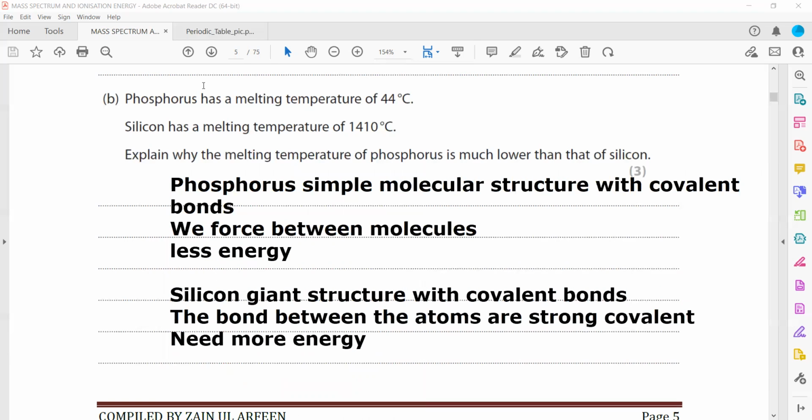These are the points you should include when comparing the melting point of different elements. Compare the type of structure and the strength of the force between the particles. The one with a lower melting or boiling point has weaker forces between the particles. Is it clear? Yes, sir. But why does phosphorus have molecules?